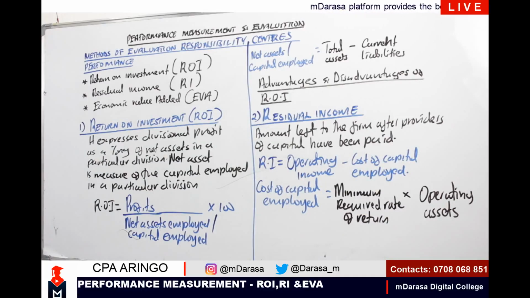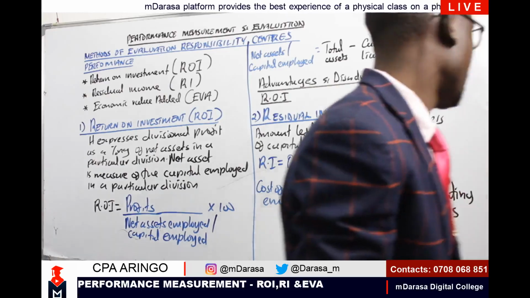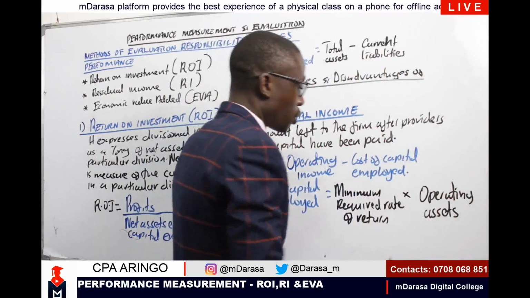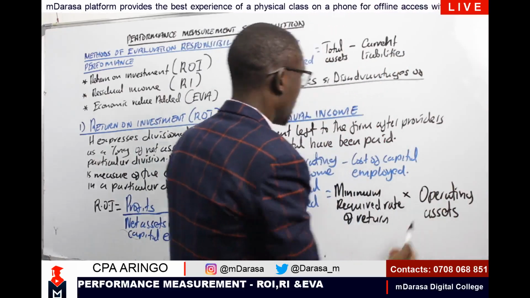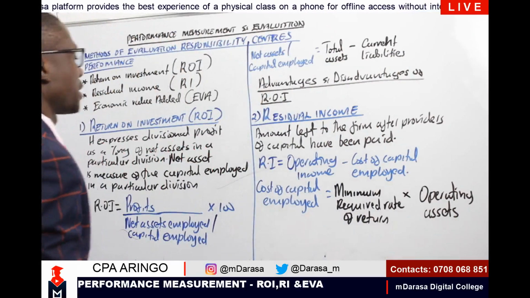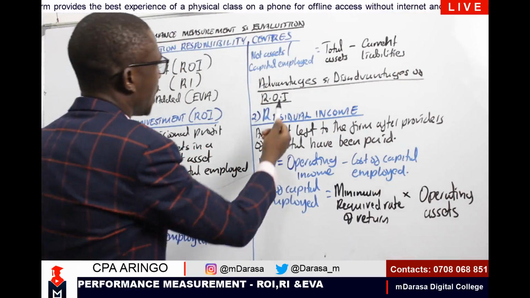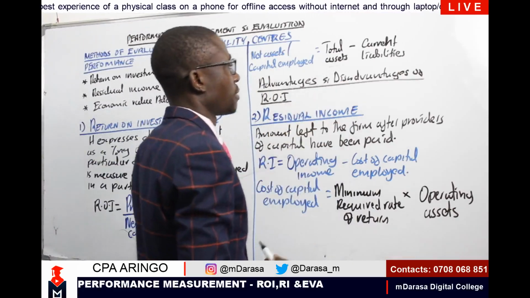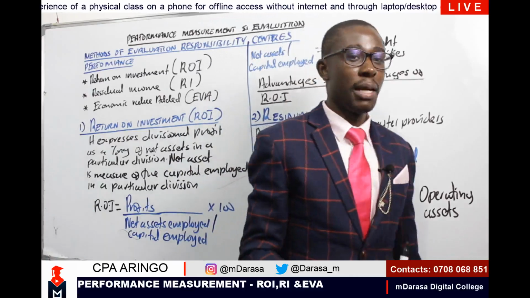And ideally, when you are talking of operating assets, it is the same concept as the net assets. So operating assets is the same concept as net assets, and this is how we can determine our net assets: our total assets minus current liabilities.